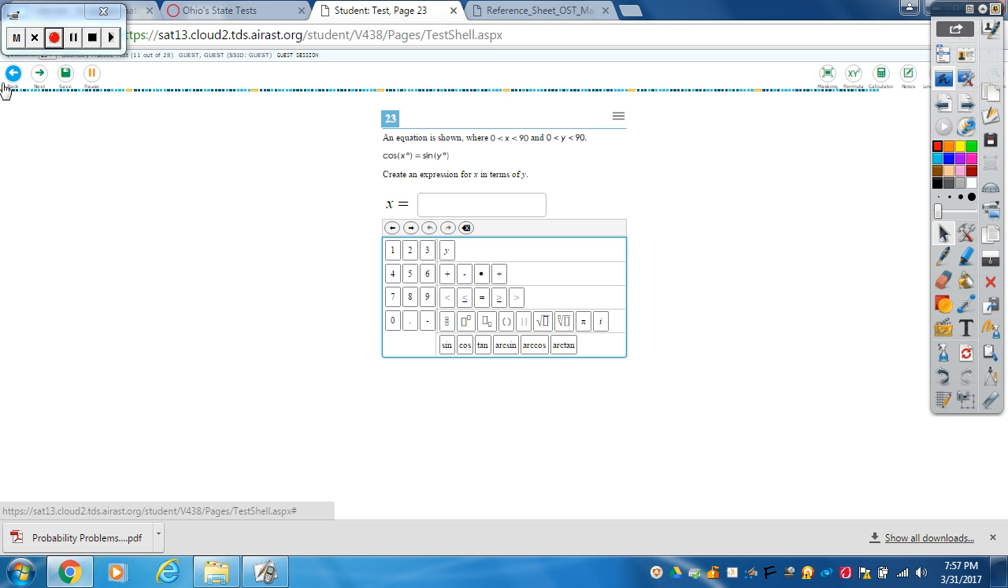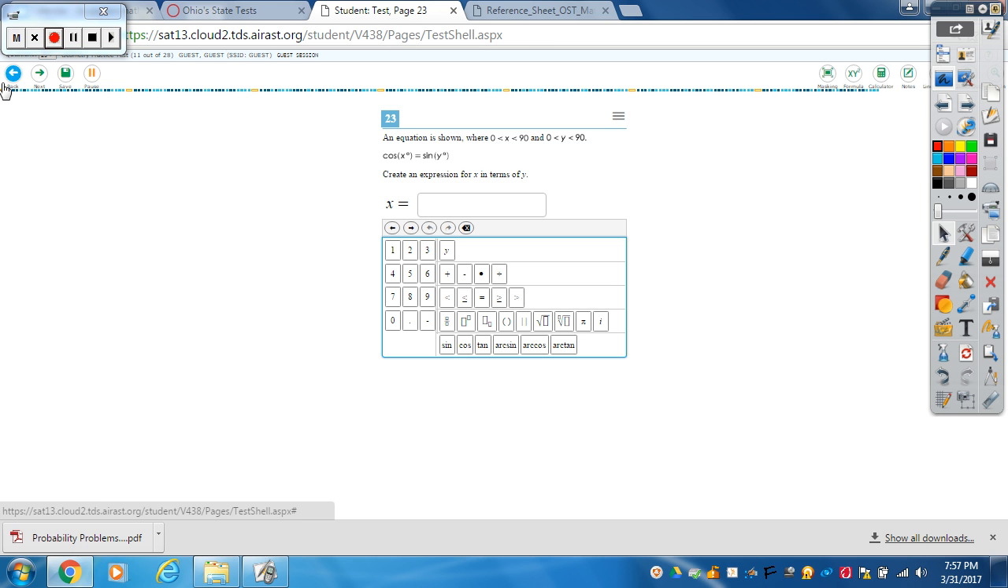Okay, number 23. An equation is shown where 0 is less than x, which is less than 90, and 0 is less than y, which is less than 90. So basically x and y are both between 0 and 90. The cosine of x is equal to the sine of y. Create an expression for x in terms of y.